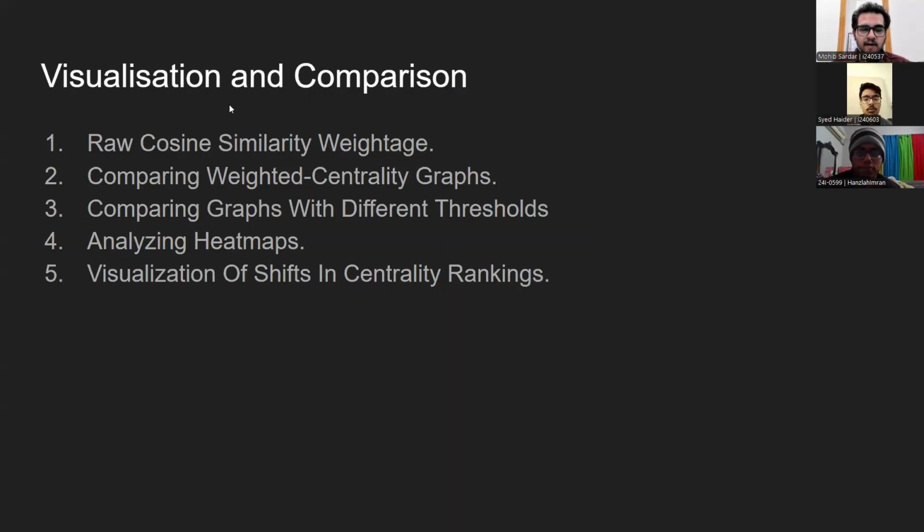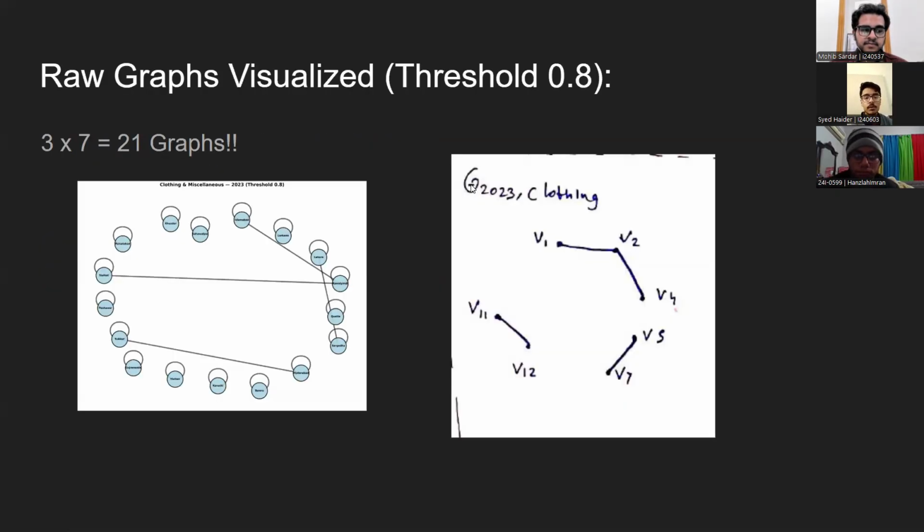So now let's move on to the visualization and comparison section. Here we have 5 steps. So here we have the raw graphs visualized. We've got a threshold set of 0.8. We constructed 21 graphs, which corresponds to 3 years and 7 categories, and we did this both with Python and also on paper.